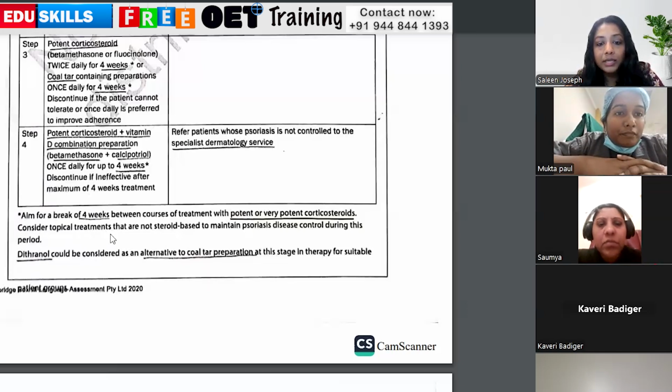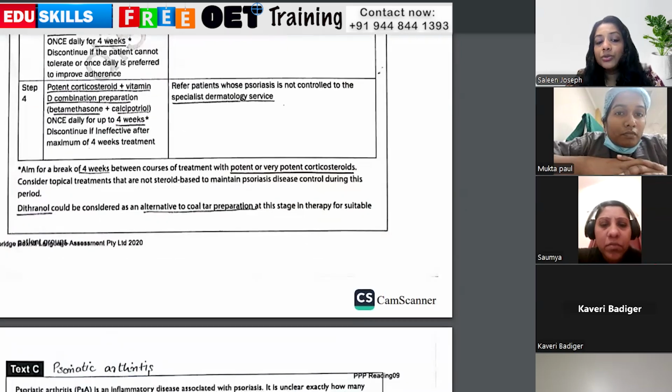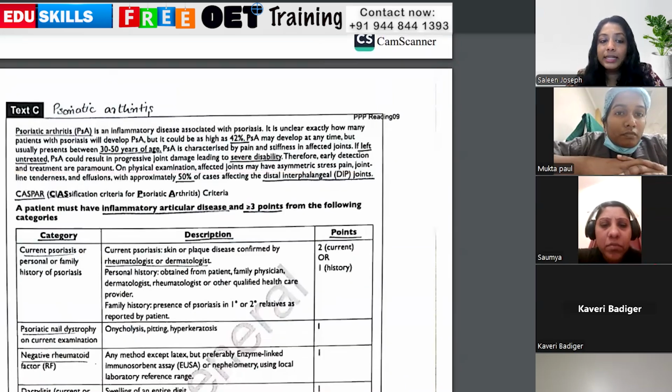Then again, topical treatments, non-steroid based psoriasis disease. Then dithranol, an alternative to coal tar preparation. So they have mentioned some treatment here also. Now we are going to read text C.